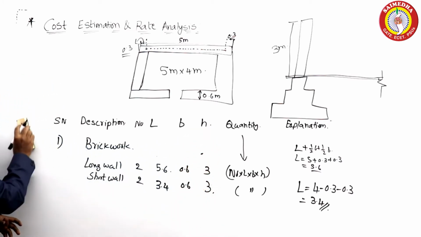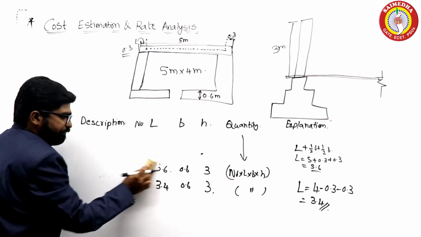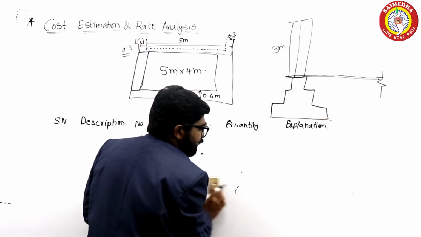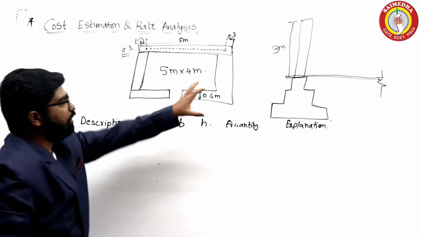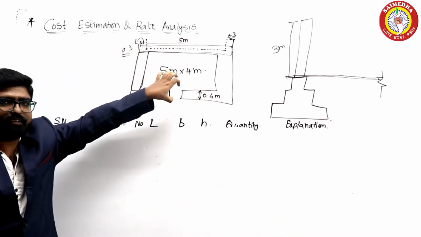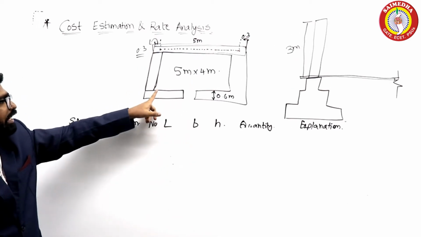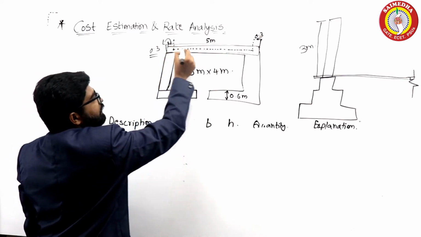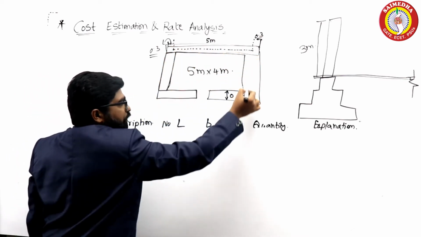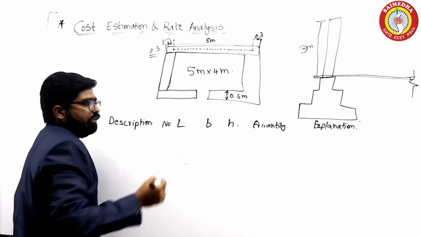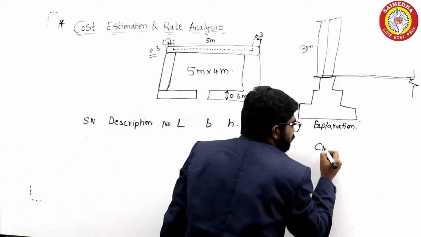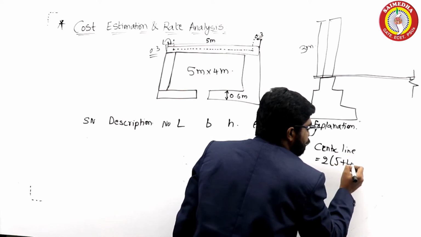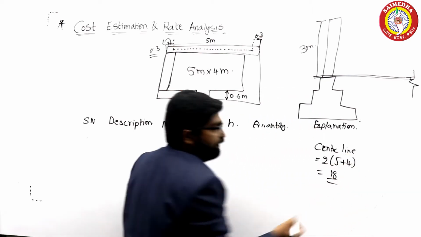Next method is calculation by the centerline method. So how will you calculate the centerline? The centerline method is very easy in terms of a small room like this. I just need to calculate the centerline length. So what is the centerline length? This side it is 5 and 4, 5 and 4. So centerline is equal to 2 into (5 plus 4). So 18 is your centerline.